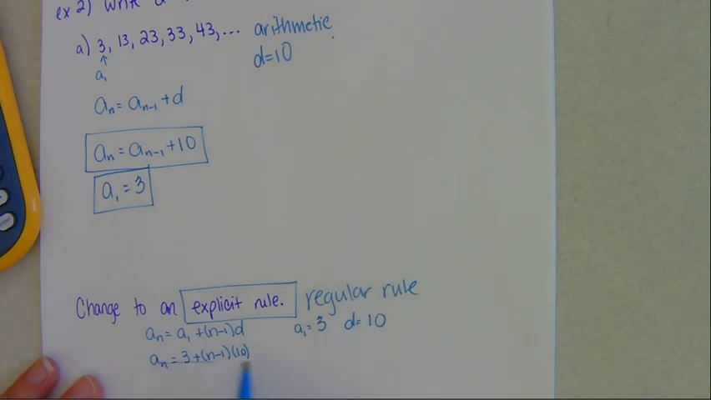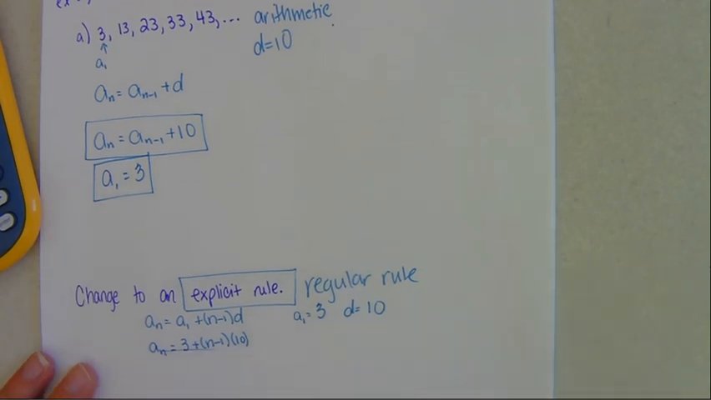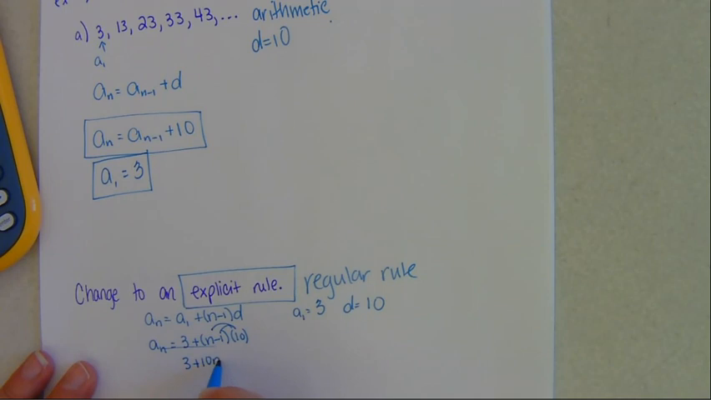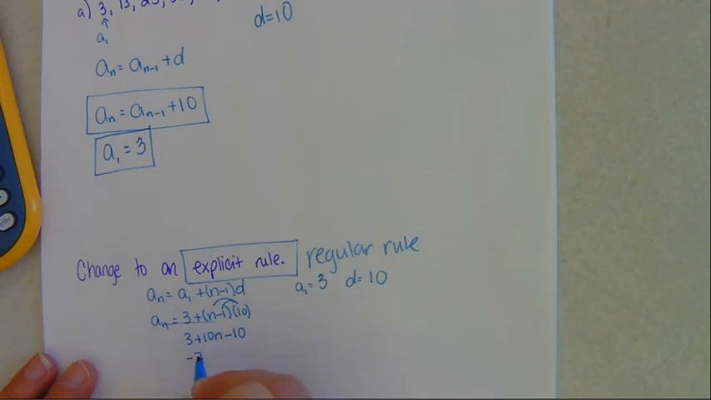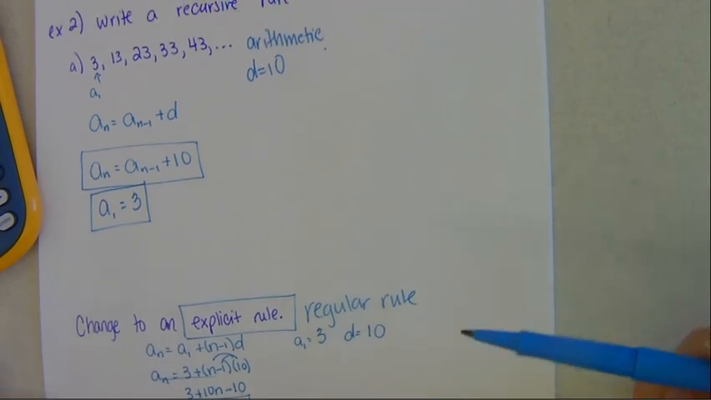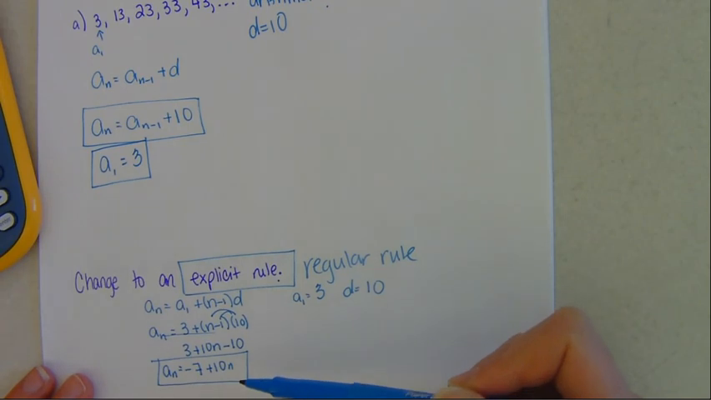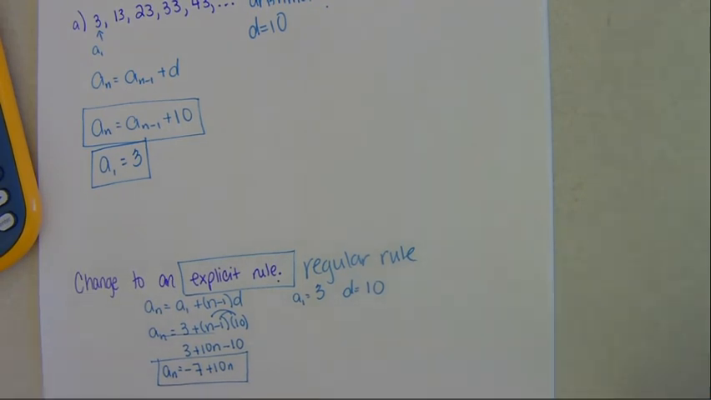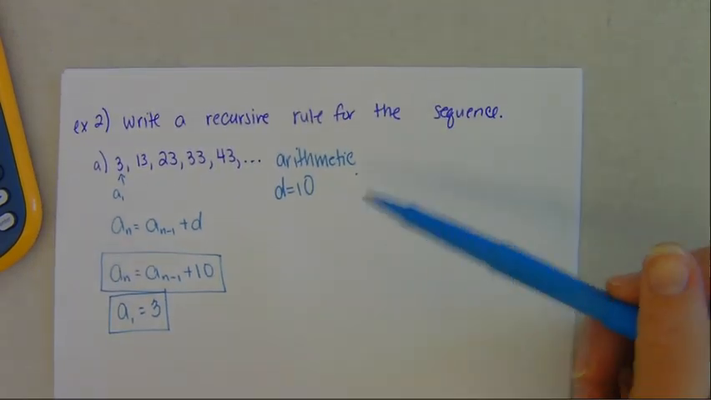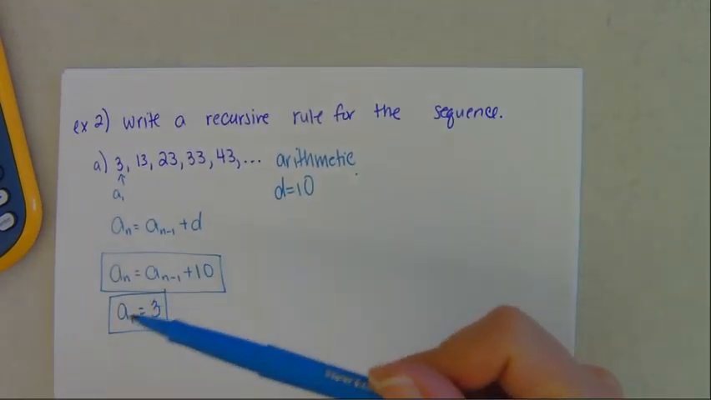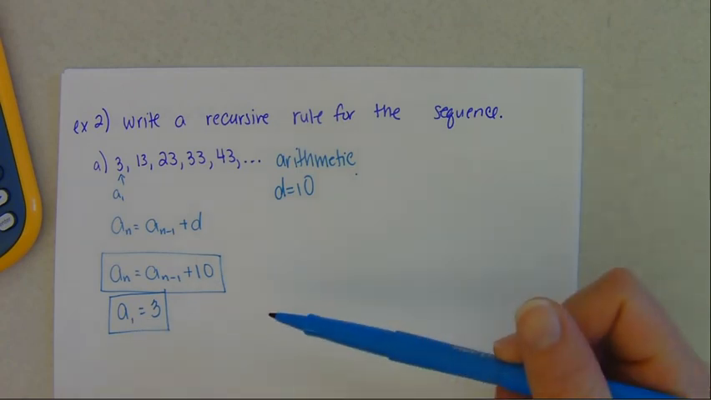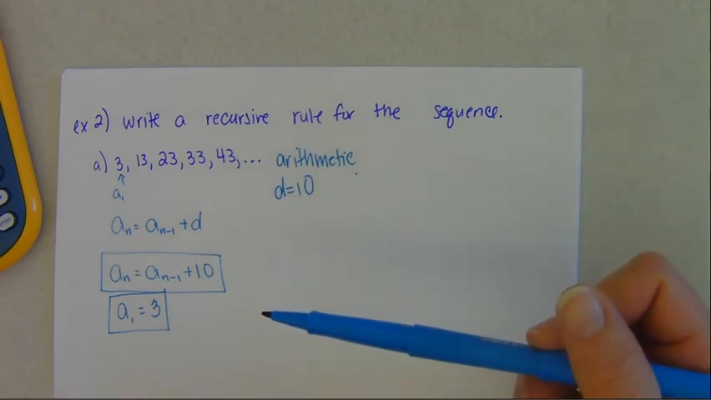Can you leave your answer like this? Is this an A-OK way to write our answer? No. So you're going to have to distribute. You're going to have to get this into 3 plus 10n minus 10. So negative 7 plus 10n. That's going to be my rule. And make sure that we're including that a sub n. So we really try to understand the difference between the two. An explicit rule is your regular rule. That means that if I asked you for that 75th term, you could just plug in 75 and boom, you got it. As opposed to the recursive rule, which relies on the previous term. If I asked you for the 75th term, you've got to go through and find all the first 74 of them.